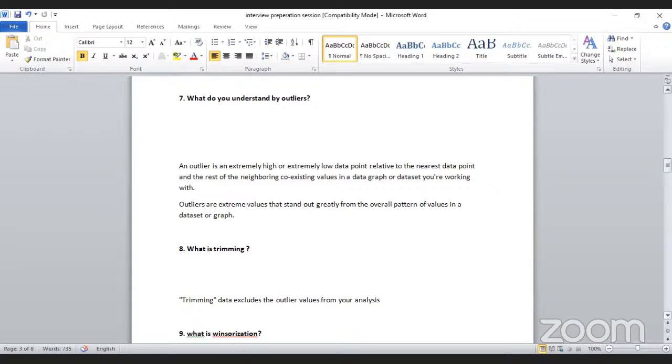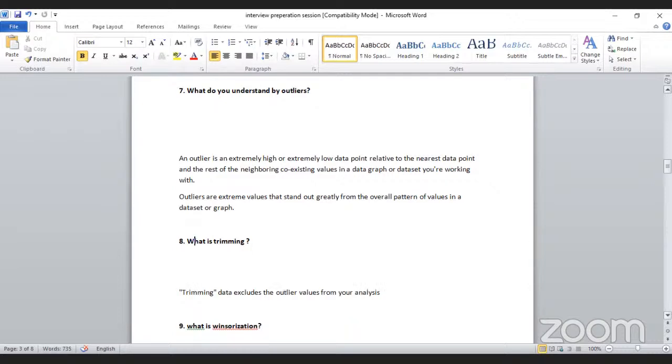Okay. So what we do? We do trimming, exclude the outlier values when we are doing our data analysis. Okay. So trimming is a process that excludes the outlier values from the data which we are analyzing. Okay.